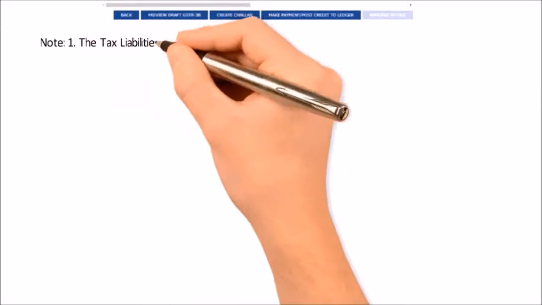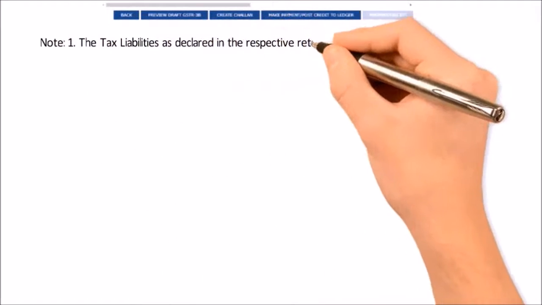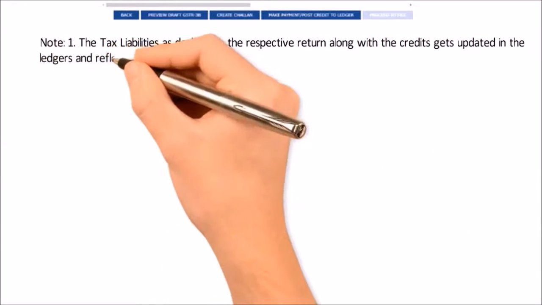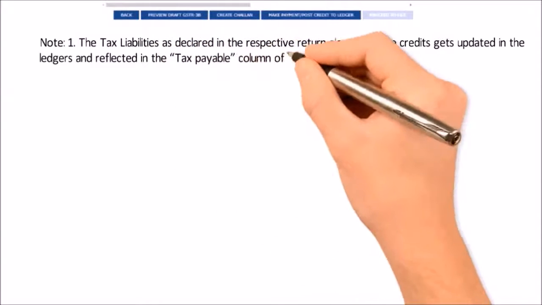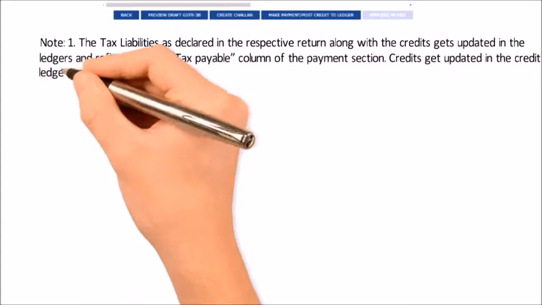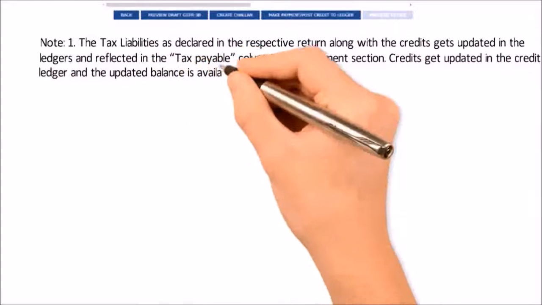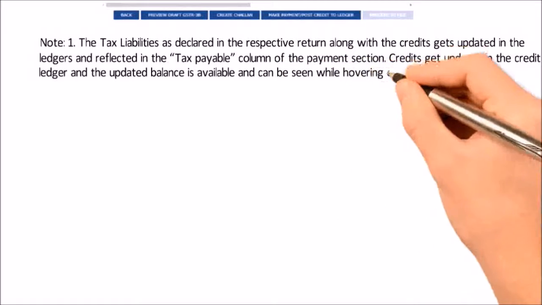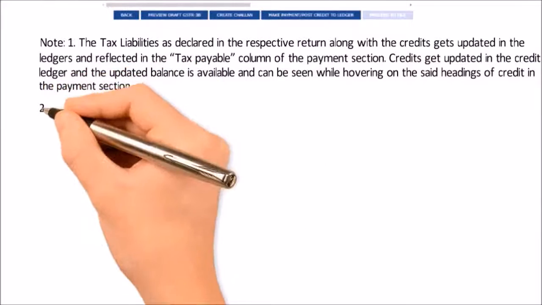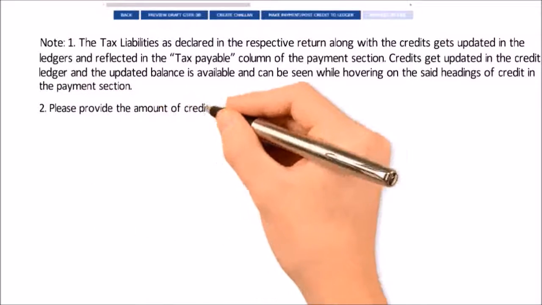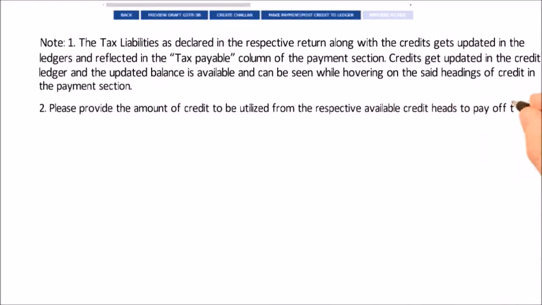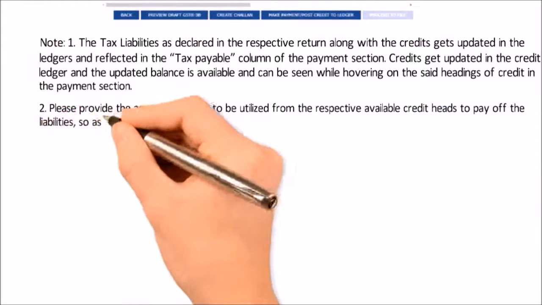Note: 1. The tax liabilities as declared in the respective return along with the credits get updated in the ledgers and reflected in the tax payable column of the payment section. Credits get updated in the credit ledger and the updated balance is available and can be seen while hovering on the set headings of credit in the payment section. 2. Please provide the amount of credit to be utilized from the respective available credit heads to pay off the liabilities, so as to reduce cash.